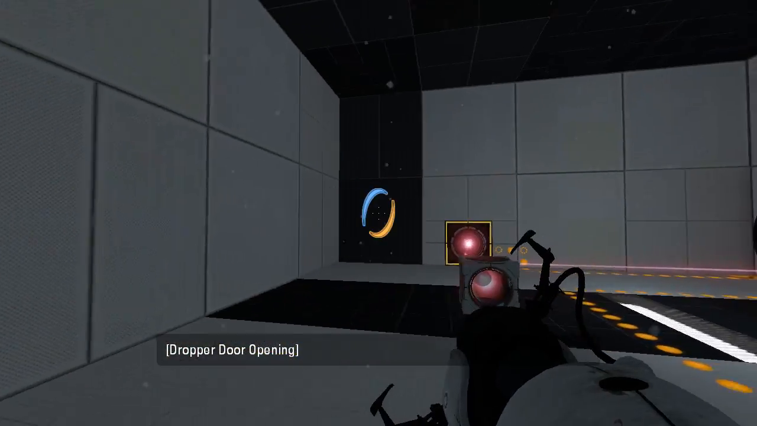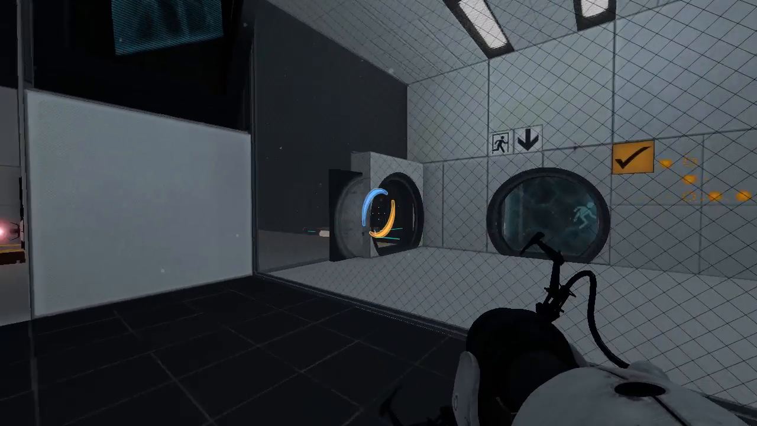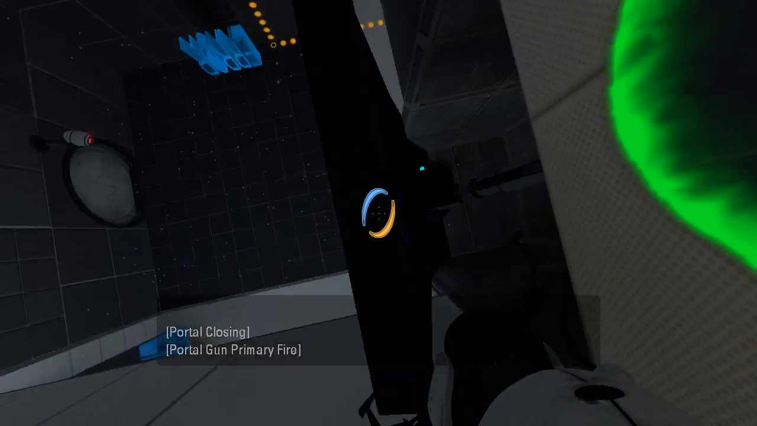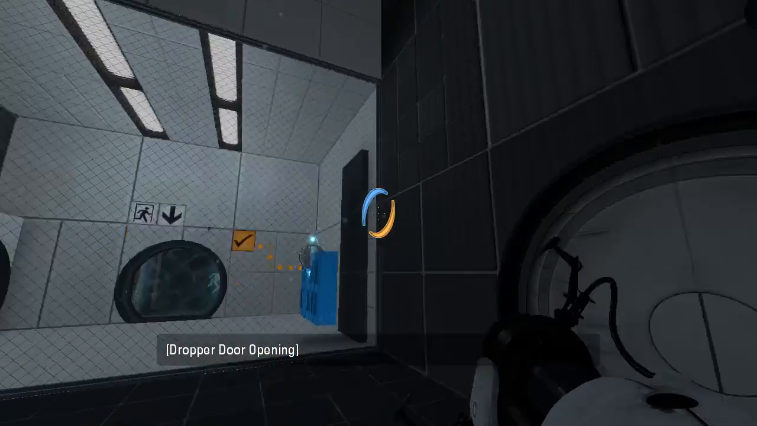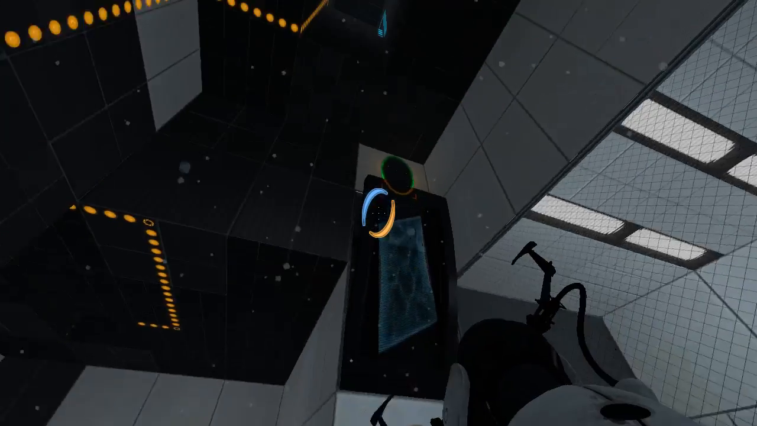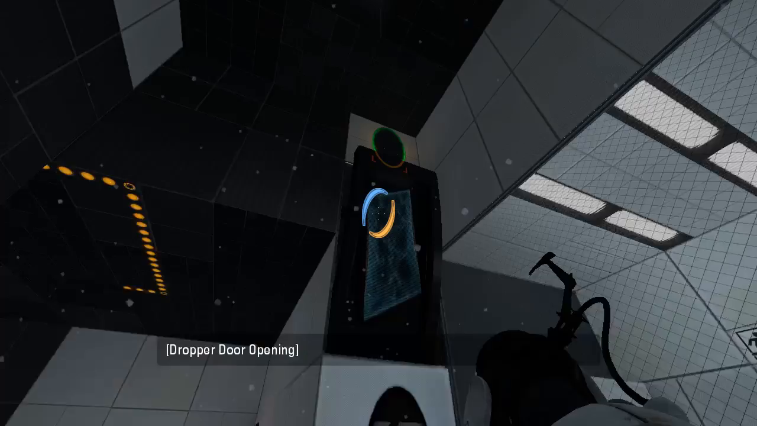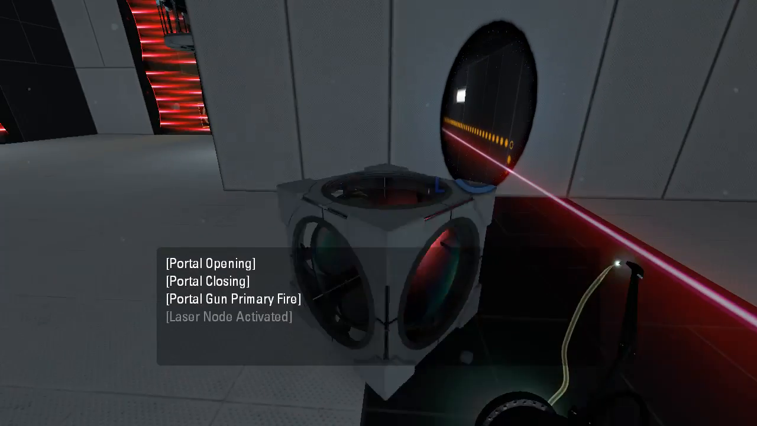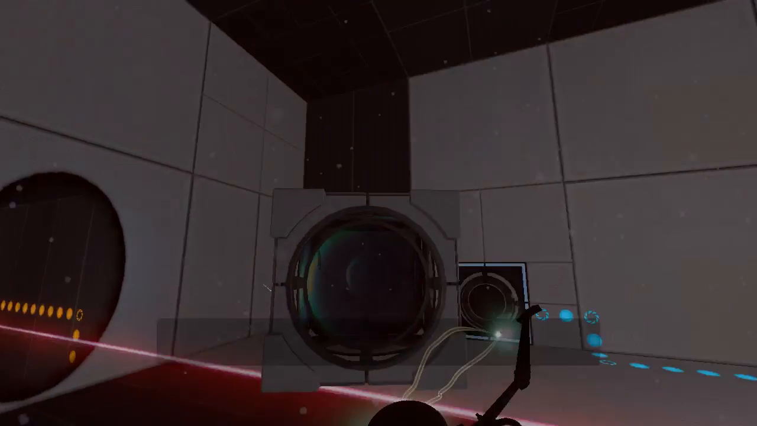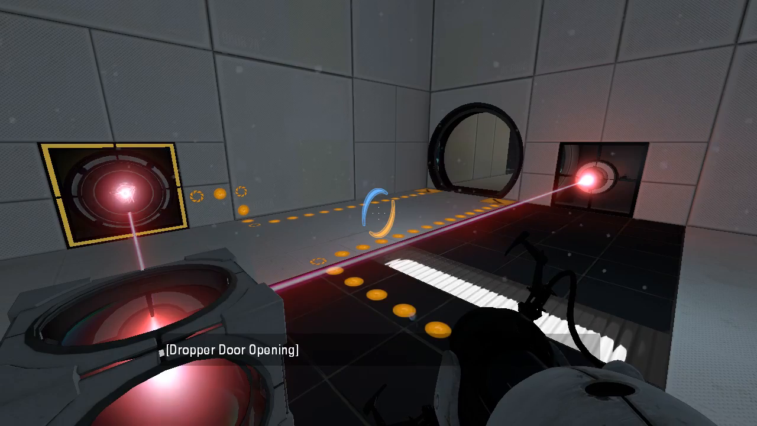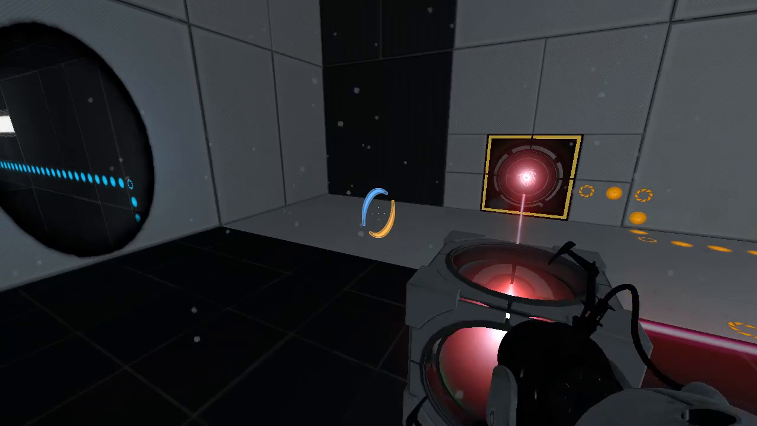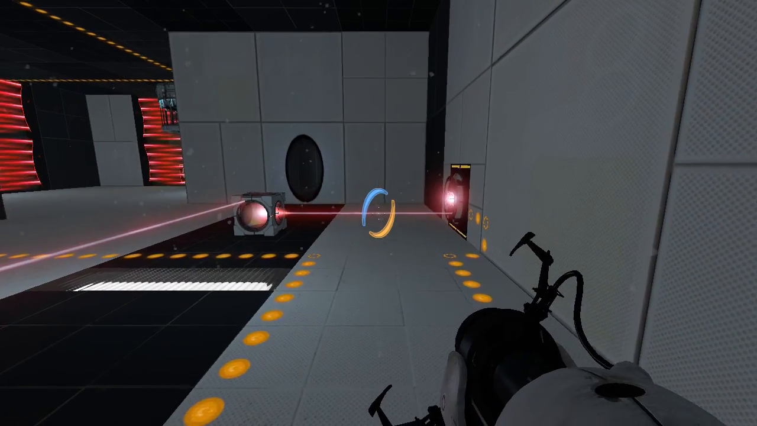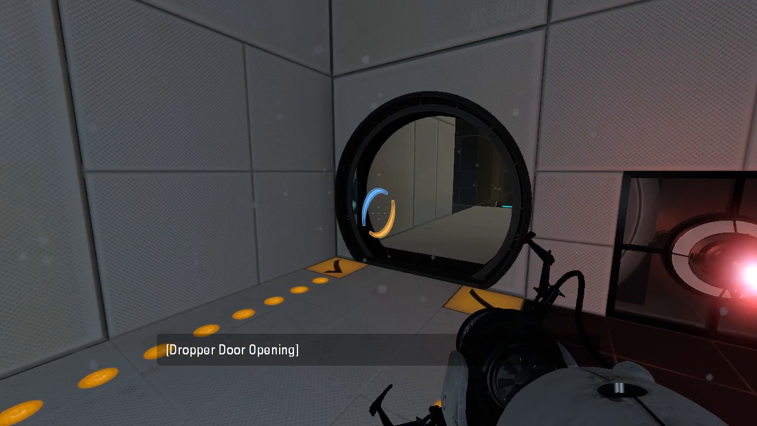No. No. Where is it? Why are you showing it to me if I can't actually access it? There's gotta be a way. Maybe if I activate the laser relay again. Is there a way to have, can I be in here and have the thing up there be activated? I don't think I can.